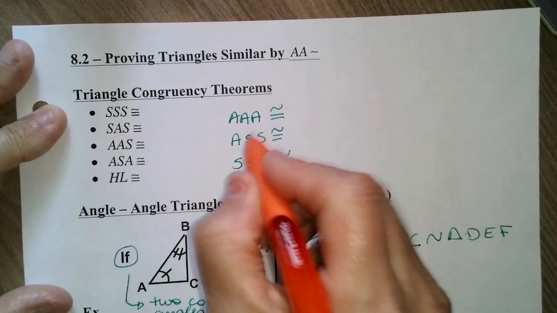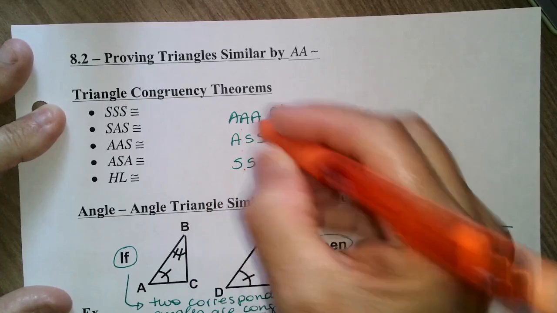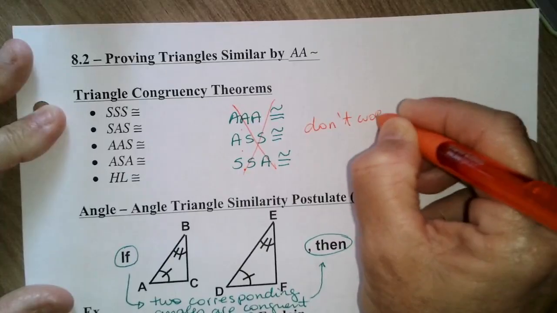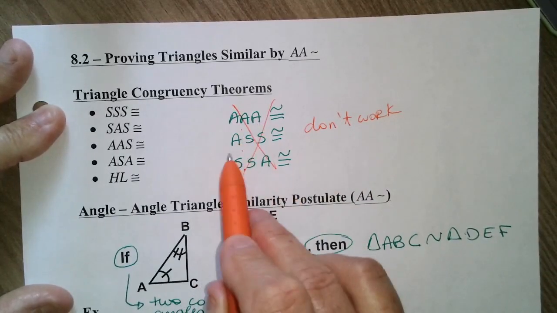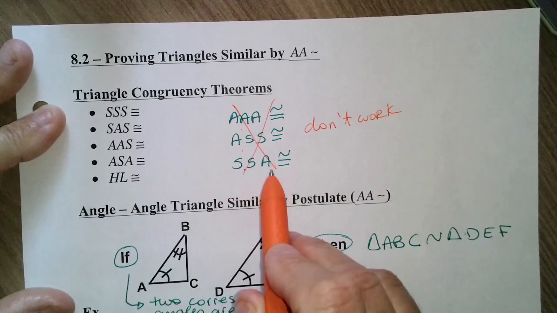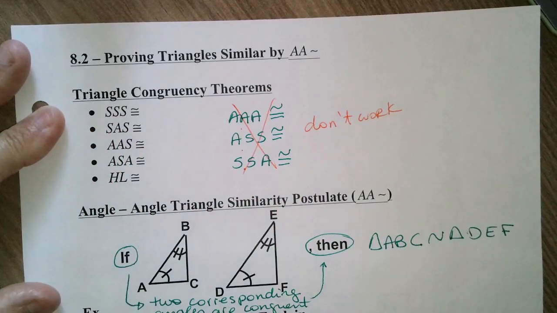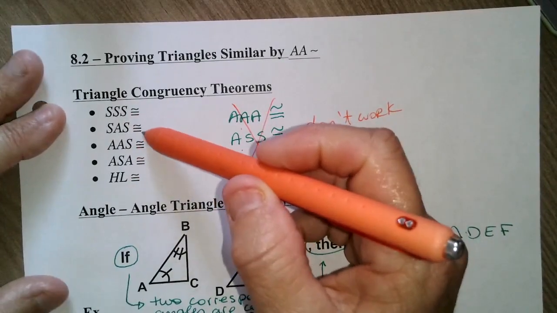Also, remember that these three are the ones that don't work for congruency, right? They don't work. Okay, AAA and ASS and SSA. So you need to remember these are the ones that work for congruency. This is for showing the two triangles are congruent.